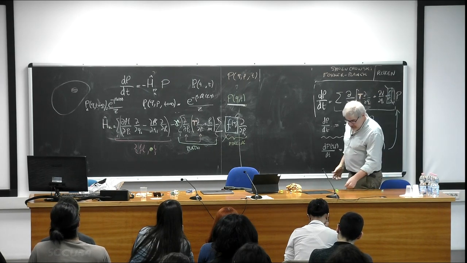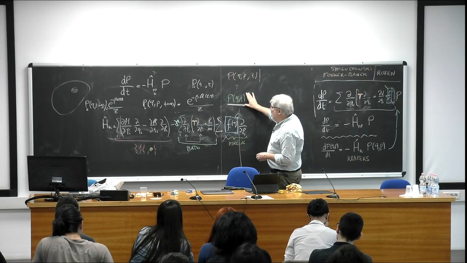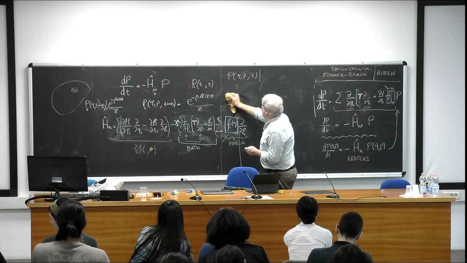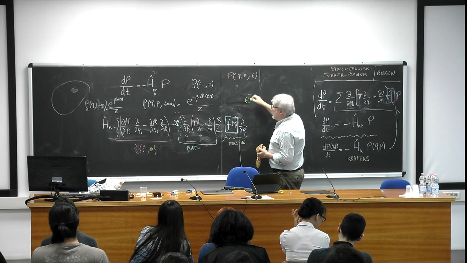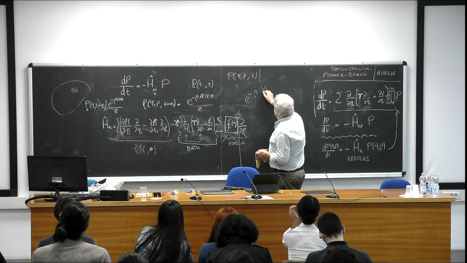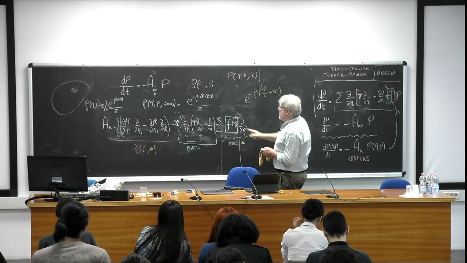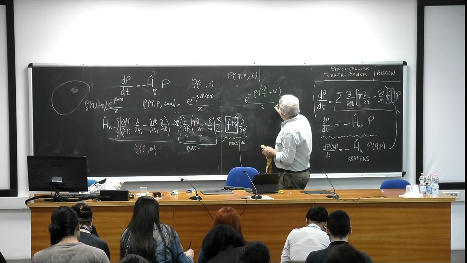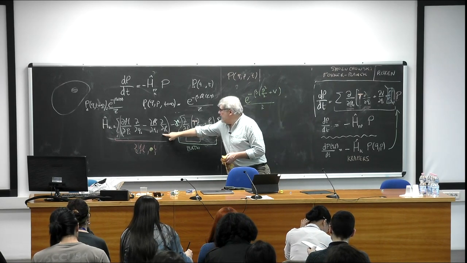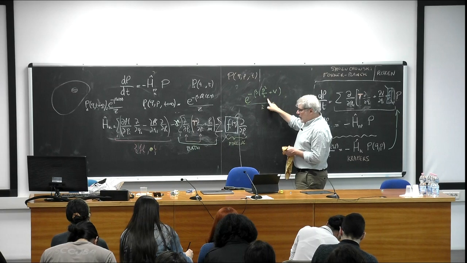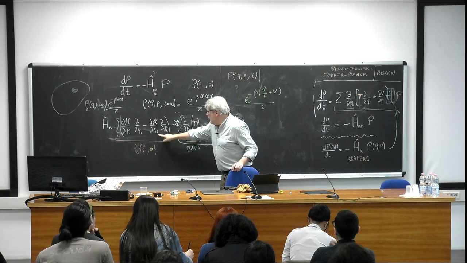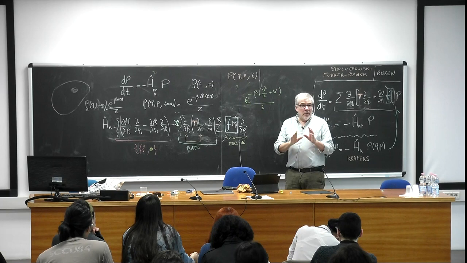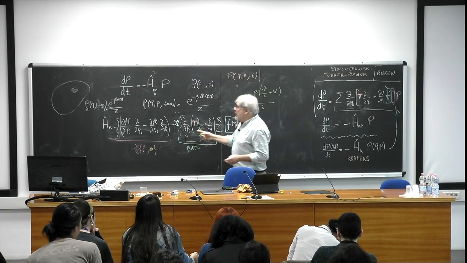OK, let's check it. It's very easy. Let me plug this one in here. Let me be a bit more precise. What is this Gibbs measure? In the Kramers case, it's e to the minus beta times p squared over 2 plus V, divided by Z. You see that already this term will kill this one, because it's the Poisson bracket of H with e to the minus beta H. So it's zero. Or if you want, calculate it explicitly.